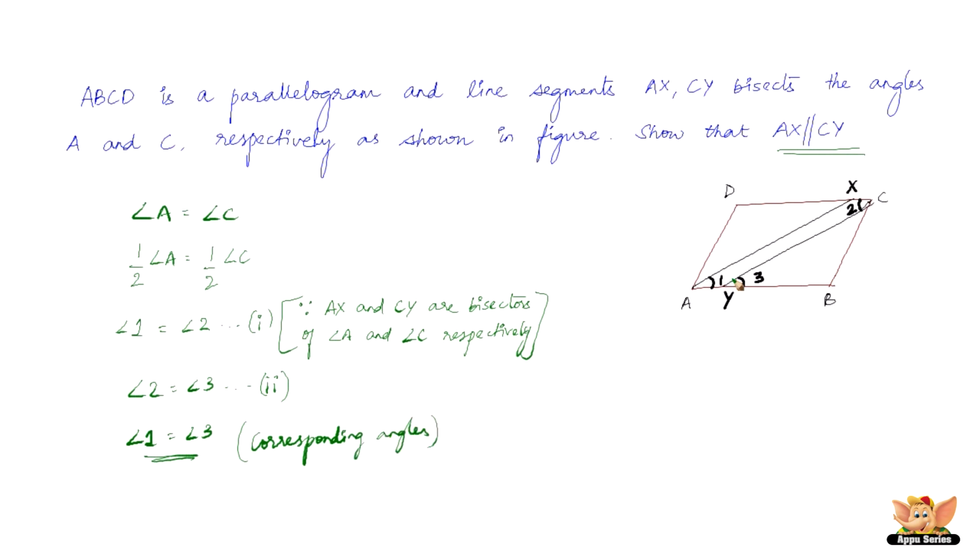So the fact that we proved angle 1 equals angle 3 based on corresponding angles also reinforces the fact that AX is parallel to CY. So this is the way of proving two lines are parallel to each other. So here, this is how we prove AX is parallel to CY.